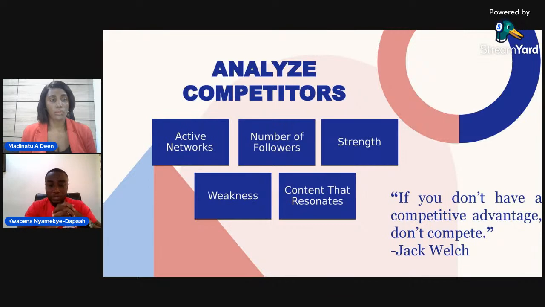Jack Welch says if you don't have a competitive advantage, don't compete. So more or less, all those who are on the market have some competitive advantage that is making them stand out. So when you come on social media, you have to find it. Things like what are their active networks? Which networks are they on? Twitter, Facebook, which of them are they strong on? Number of followers. How many followers do your competitors have?